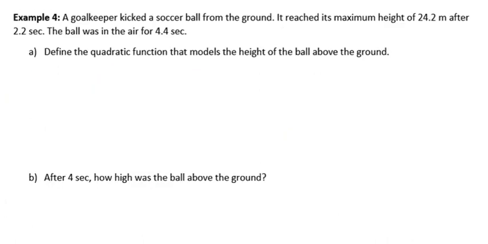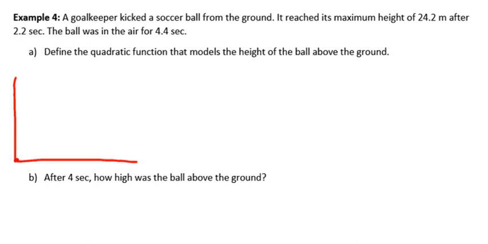Example 4, a goalkeeper kicked a soccer ball from the ground. It reached its maximum height of 24.2 meters after 2.2 seconds. The ball was in the air for 4.4 seconds. We need to define the quadratic function that models the height of the ball above the ground. So we don't have anything to type into our graphing calculator right now because we don't have the function. Once we come up with the function, we can plug it in to double check. But essentially, we can predict what it's going to look like.